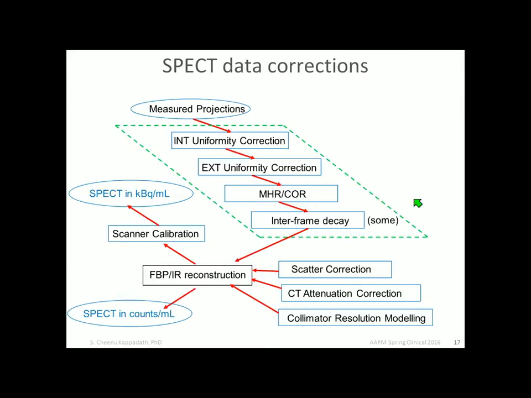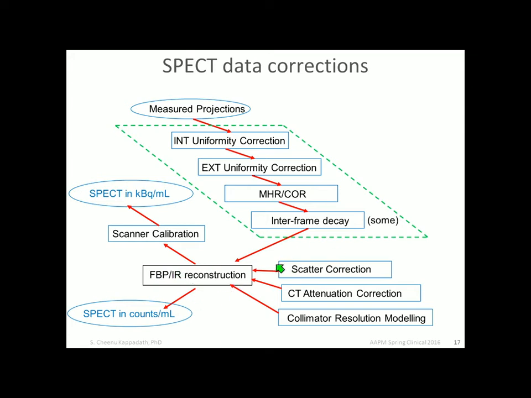So when you acquire the SPECT data, there are some corrections you have to apply as well. We apply the intrinsic corrections, and we apply the extrinsic corrections. Now I said most SPECT systems are dual head. There are some triple head systems out there. So we have to co-register the multiple heads as they go around. That's the multi-head registration, and center of rotation corrections we apply. Some systems apply interframe decay because it takes a finite time to acquire all the data. And then that is basically fed into your reconstruction toolkit.